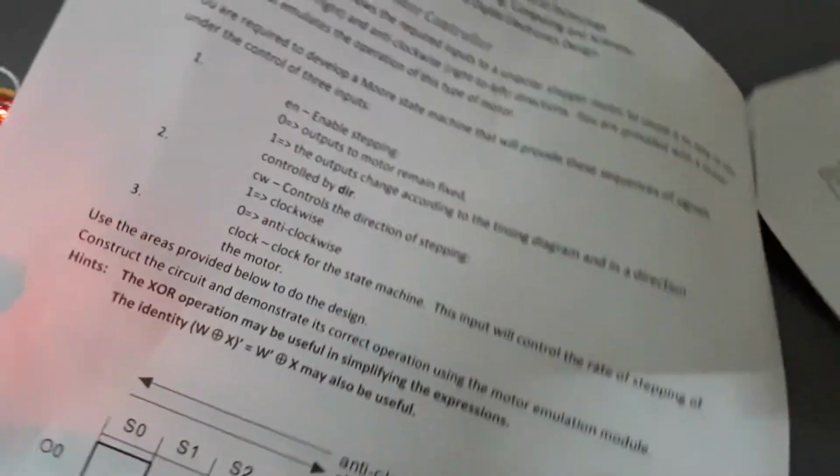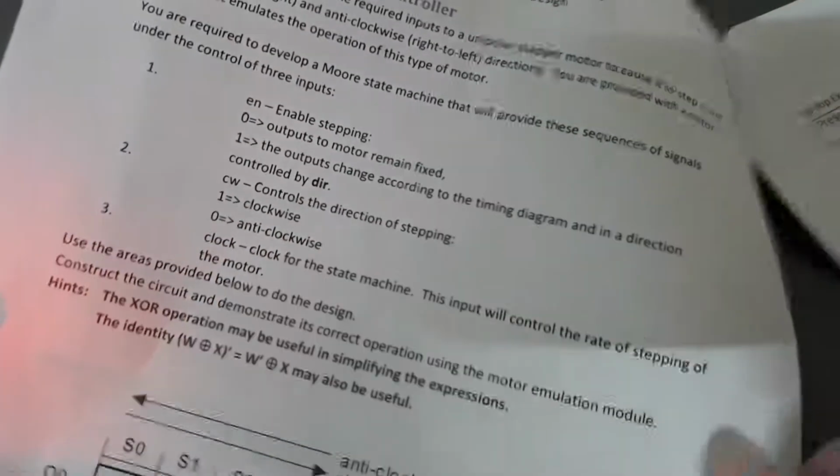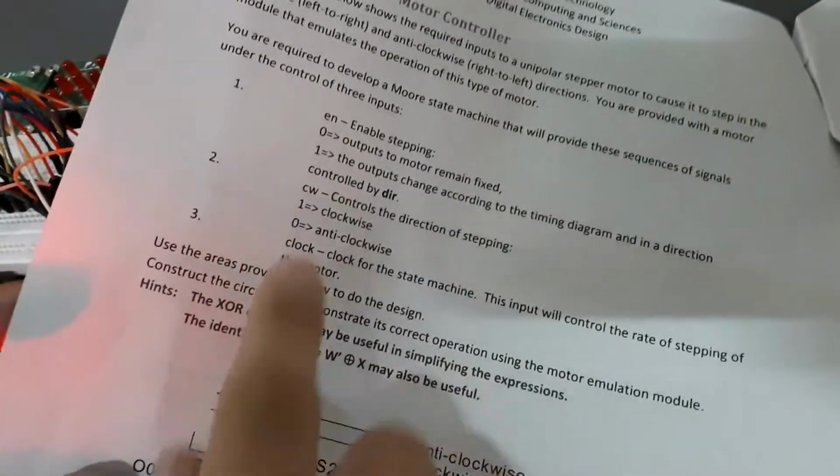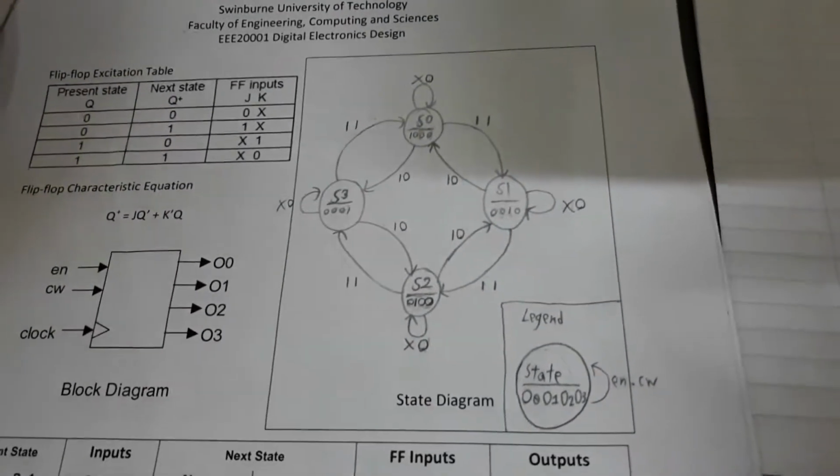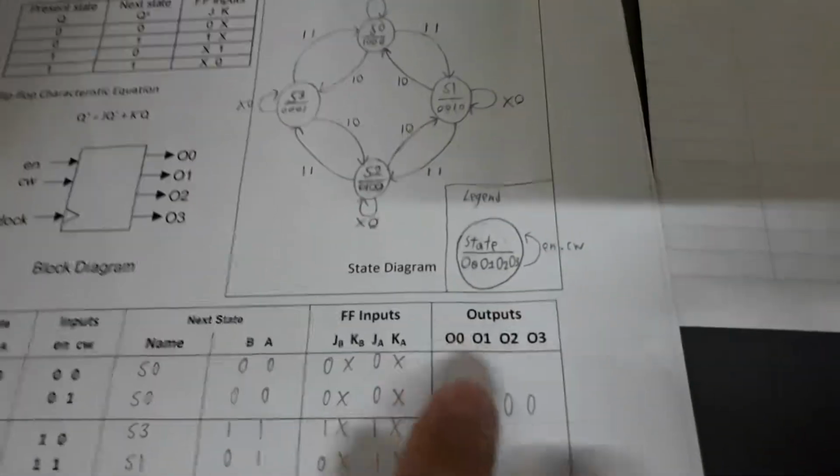So then we have EN, which is enable stepping. If 0, you'll be stopped. Then if 1, you'll be controlled by the clock. Then CW is 1, it'll be clockwise, 0 will be anti-clockwise, okay? So then therefore we created the state diagram. You see this? Yeah. So you can see also that this is the legend here.